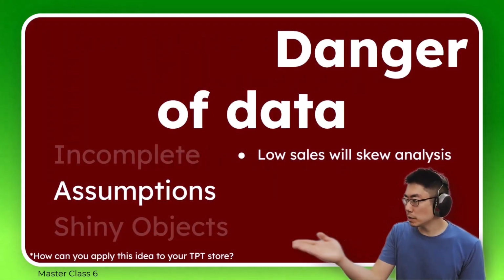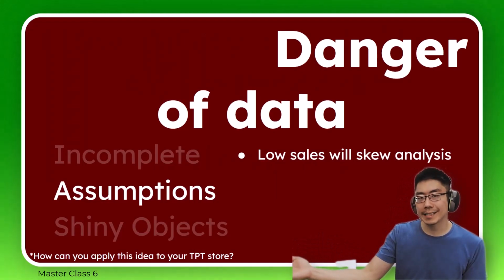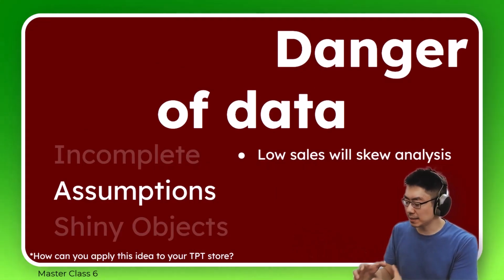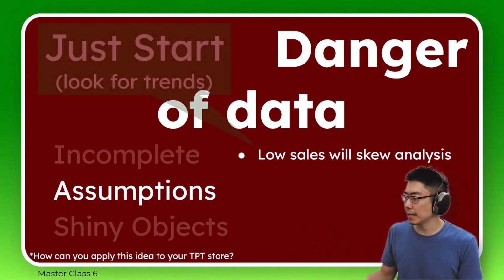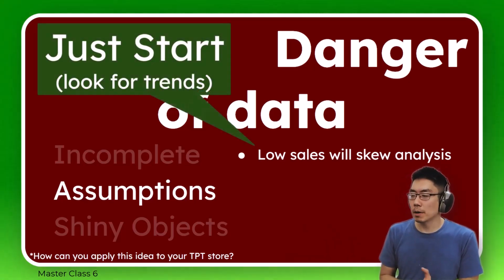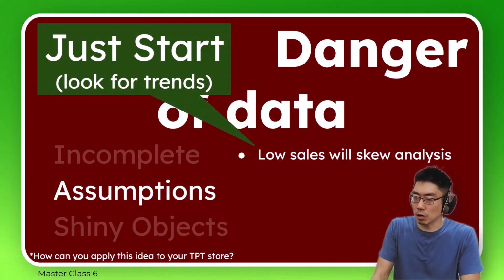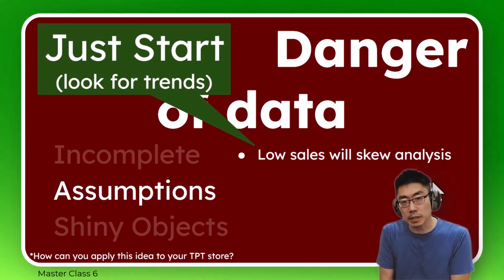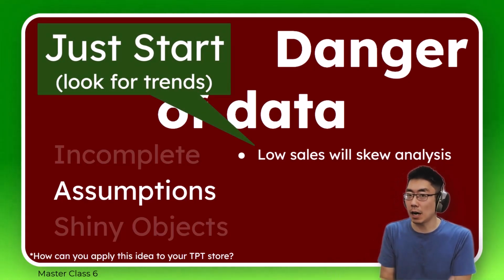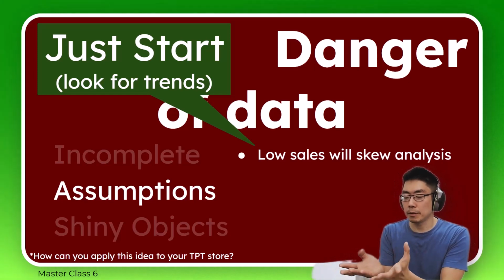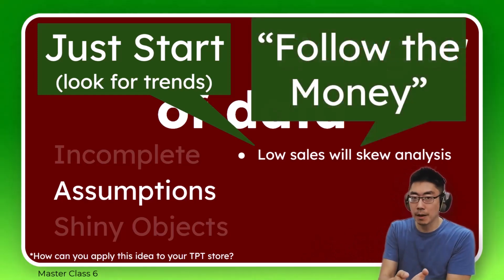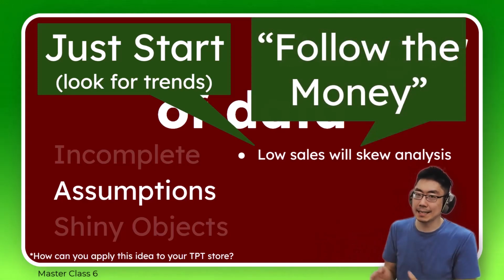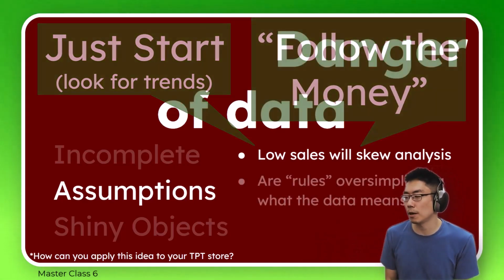So low sales data will skew your analysis, and that's dangerous because you might make some big decisions based on incomplete or inaccurate data. But it's important to remember, from our perspective, just start is the philosophy. If you start to notice sales happening, even if you don't have 100 data points or 300 page views, you can still start to steer the ship and follow the money, because that's the end game here. That's the strategy that we're trying to follow.